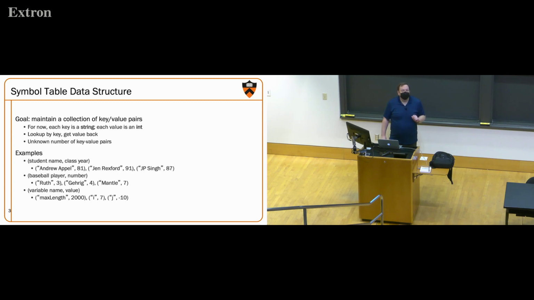So, examples. Maybe the key is a string, and the value is an integer. And so you have a symbol table that stores student names and class years. Or maybe baseball players and numbers. Or maybe variable names and their current values in a piece of code or in a compiler.